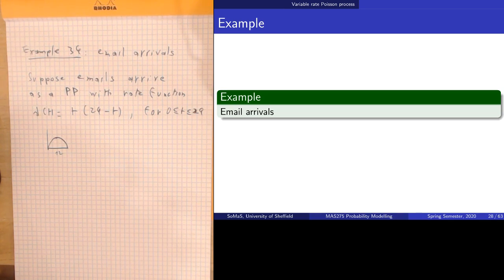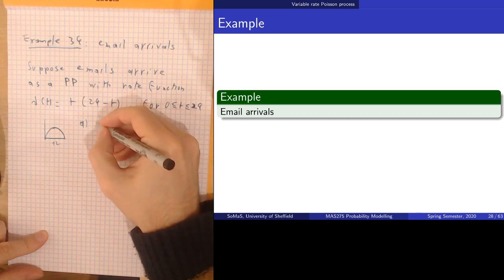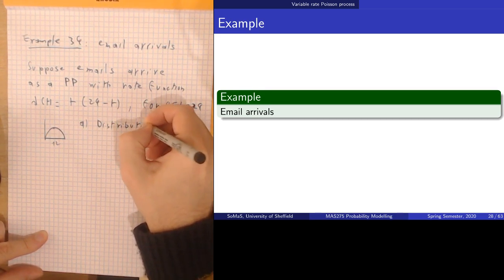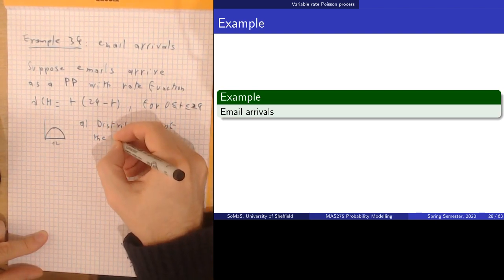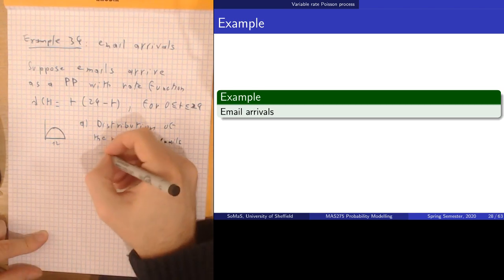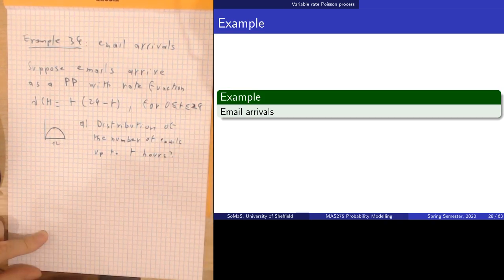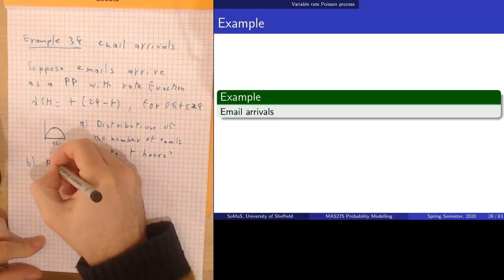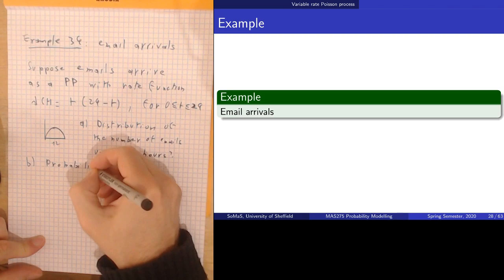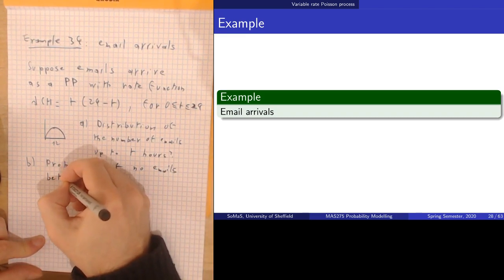And here's a question. So question, let's say A. What's the distribution of the number of emails you get up to t hours, and B, what is the probability of having no emails between midnight and 2 a.m.